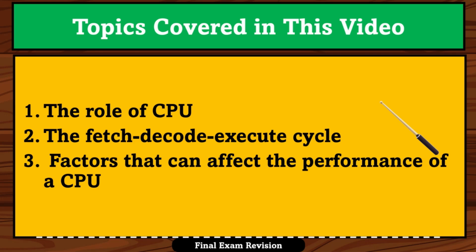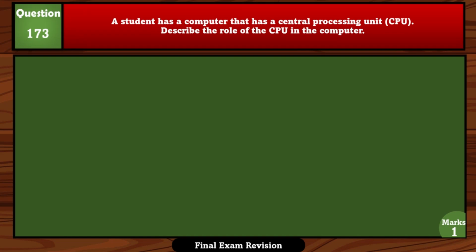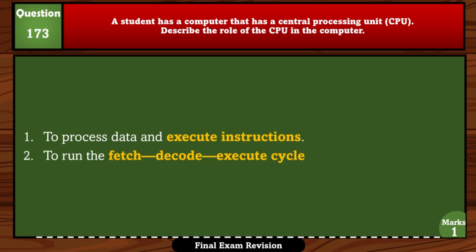In this session, we'll be reviewing past paper questions on key topics such as the role of the CPU, the fetch, decode, execute cycle, and factors that can affect the performance of a CPU. So let's get started. Topic 17, the role of the CPU. Question 173. A student has a computer that has a central processing unit, CPU. Describe the role of the CPU in the computer. Number 1, to process data and execute instructions. Number 2, to run the fetch, decode, execute cycle.